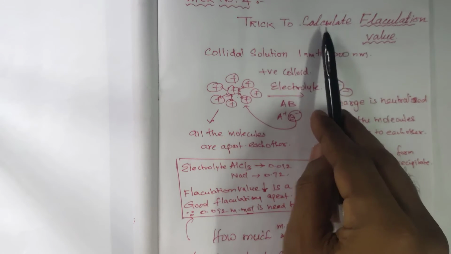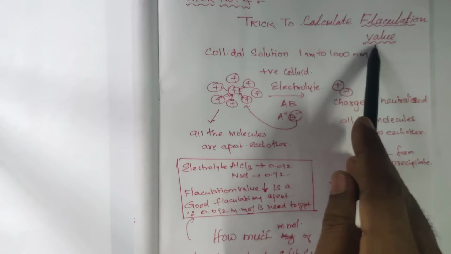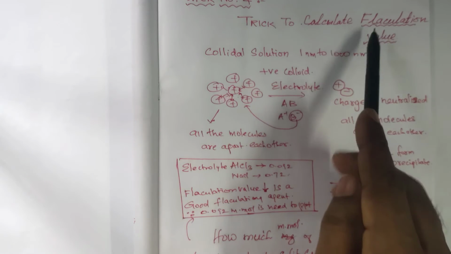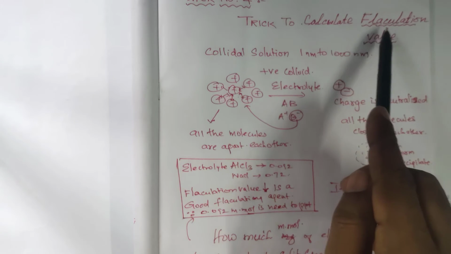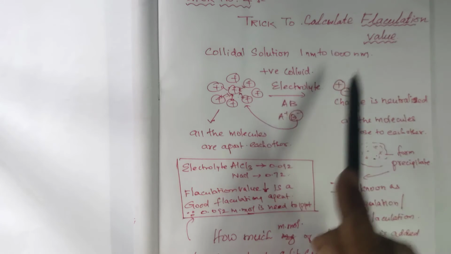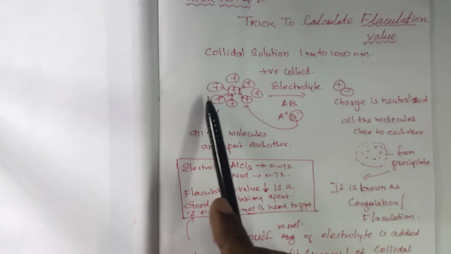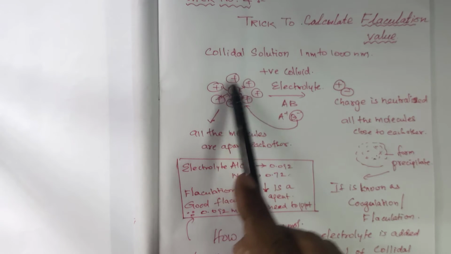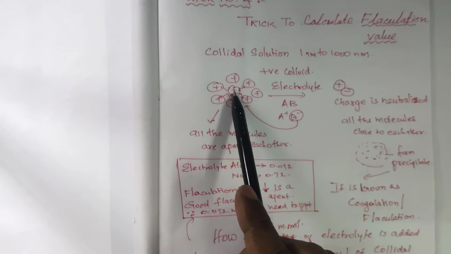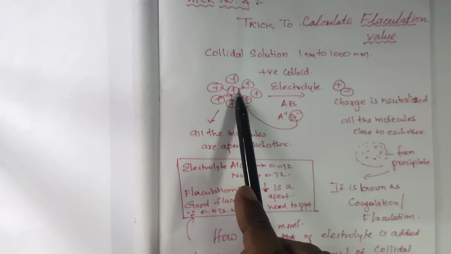Trick to calculate the flocculation value. What is flocculation or what is coagulation? Suppose we are taking a colloidal particle. The colloidal particles carry a positive charge, so the particles repel each other.